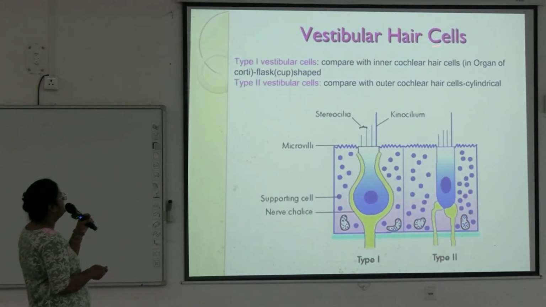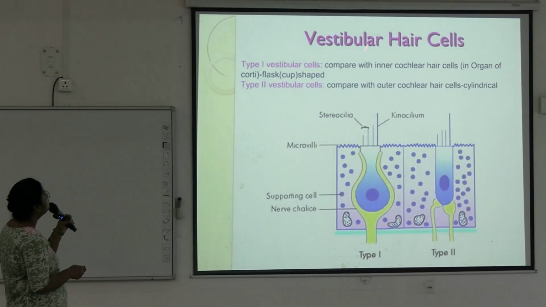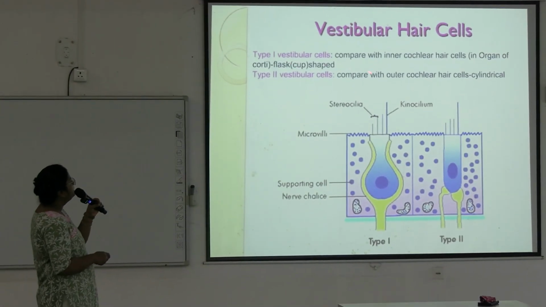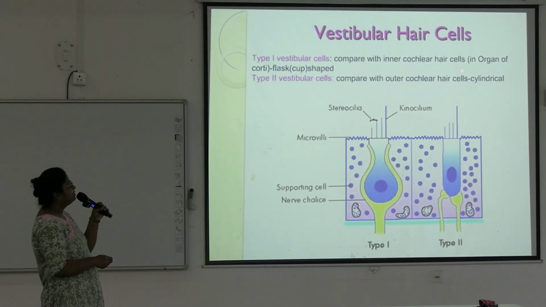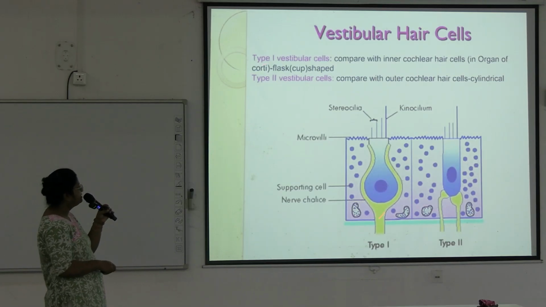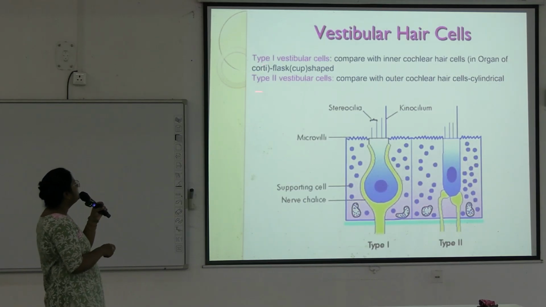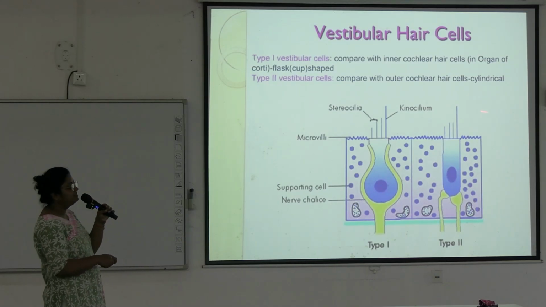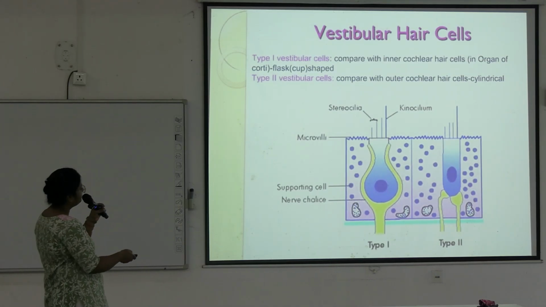Next, we are going to vestibular hair cells. Two types of vestibular hair cells are there. Type 1 is compared with inner cochlear hair cells in the organ of Corti; it is flask shaped. This is type 1 vestibular hair cells. And this is type 2, compared to outer cochlear hair cells. It is cylindrical in shape.